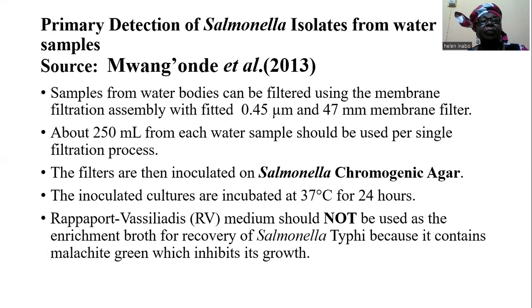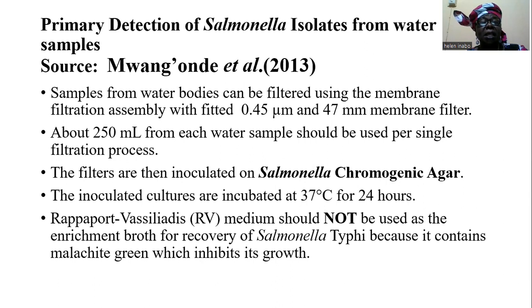For water samples, the primary detection of Salmonella isolates can be done by using the membrane filtration assembly fitted with 0.45 micrometer filters, and 250 milliliters from each water sample should be used per single filtration process. The filters are then inoculated on Salmonella chromogenic agar. The inoculated cultures should be incubated at 37 degrees Celsius for 24 hours.